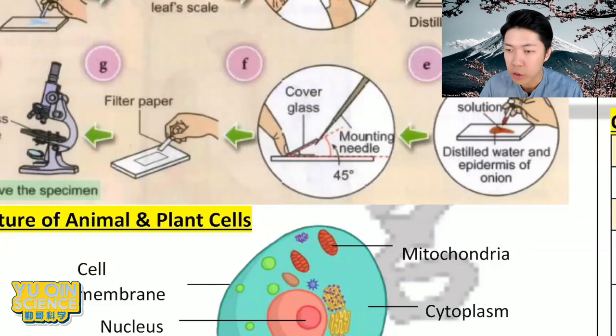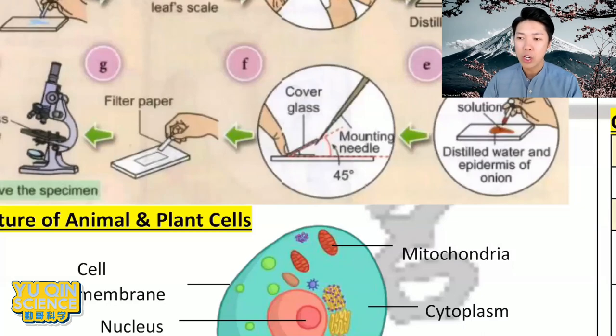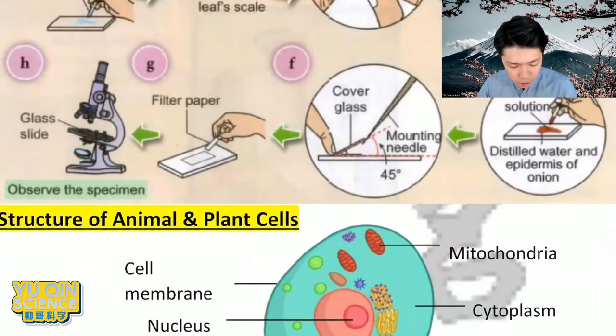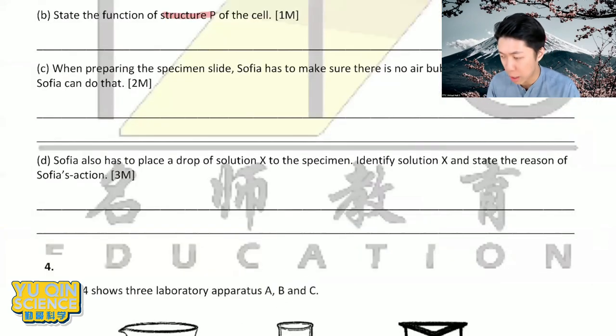Onto the slide. There you go. Place cover slip at 45 degree angle to the slide using mounting needle. So most of the words are here already, I'm just forming a sentence from them. All good. That's to make sure no air bubble is trapped.